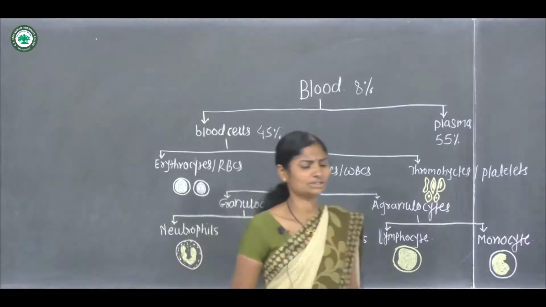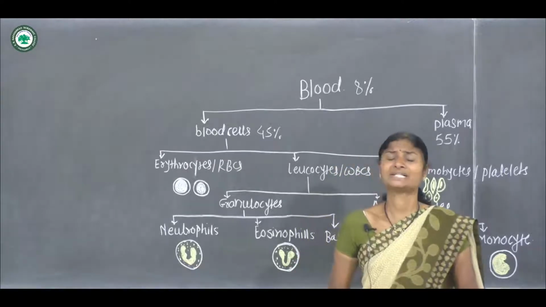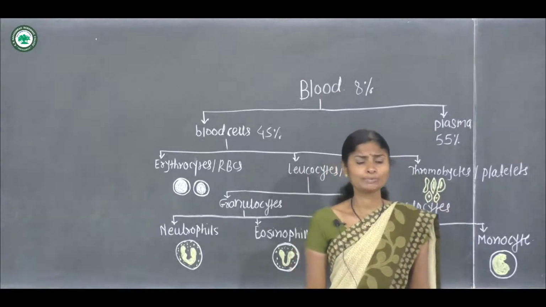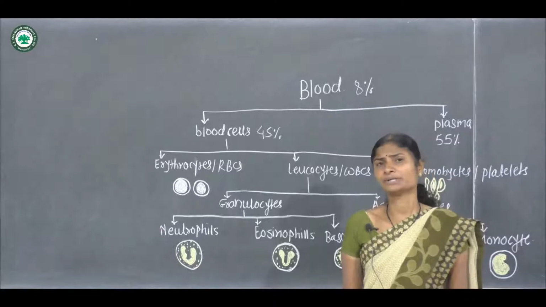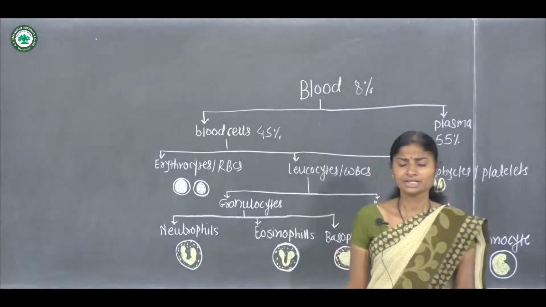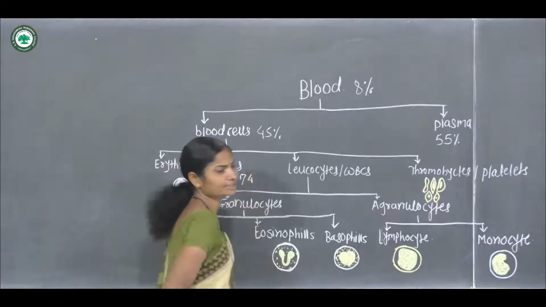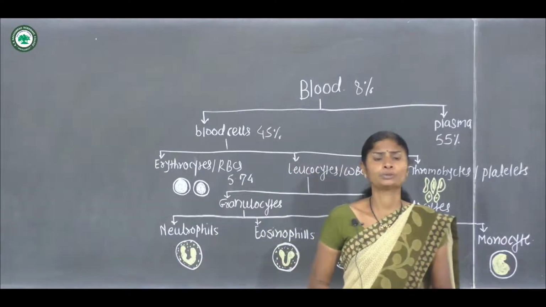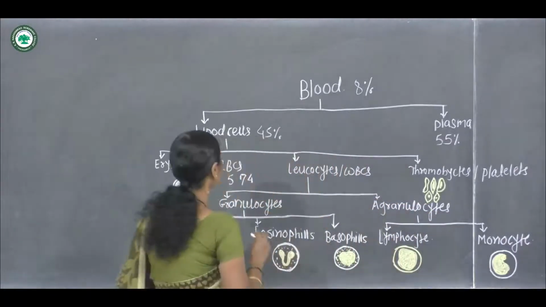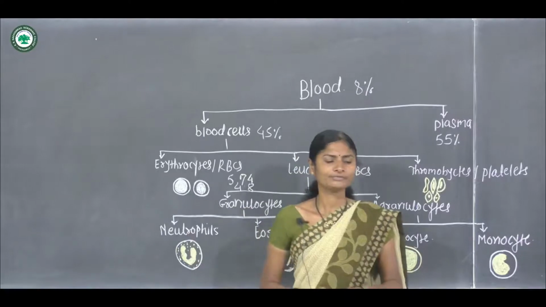These erythrocytes are also called RBCs. They are present in large number, that is, abundant quantity, and give red color to the blood due to the presence of the respiratory pigment hemoglobin. The number of RBCs in the adult human male is 5.74 millions per cubic millimeter of blood, and in female it is about 4.8 millions per cubic millimeter of blood.